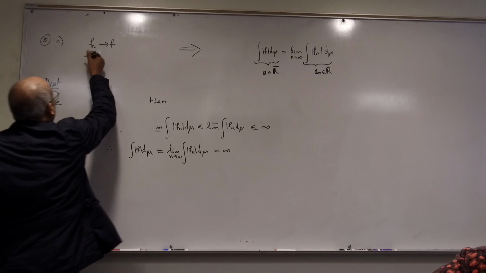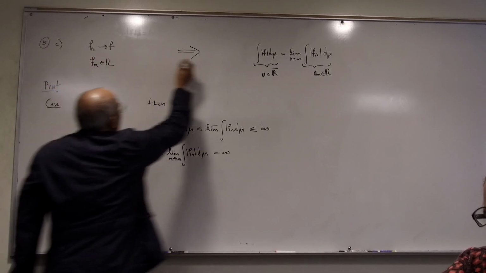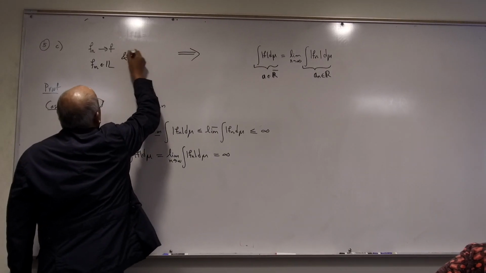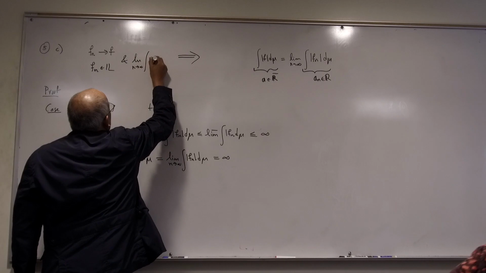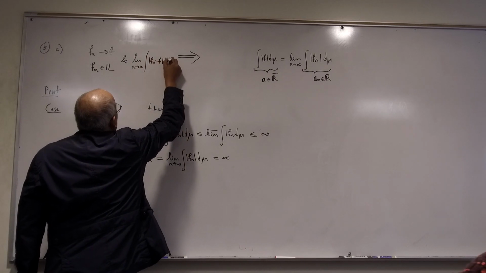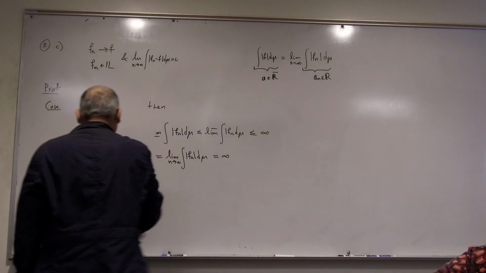All right, now, but what else do we have here? fn is in L1, and we know that the limit as n approaches infinity of the integral of |fn - f| is equal to 0, right? So show that.